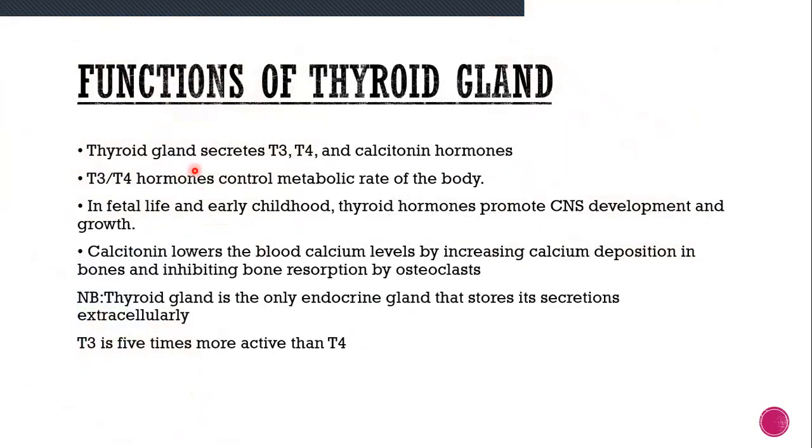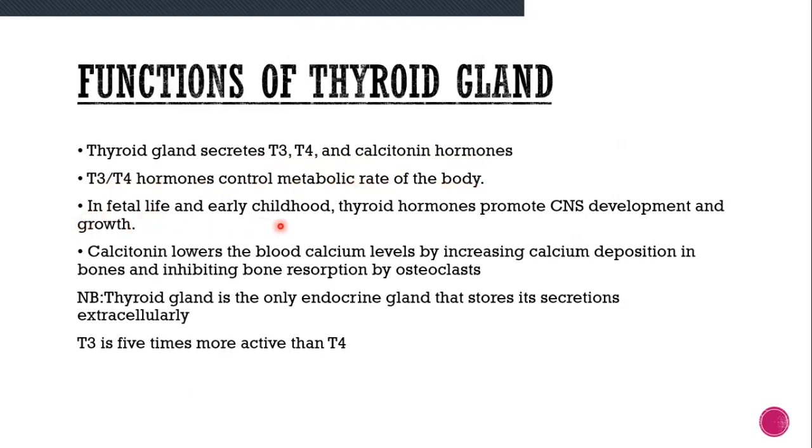So, function. It usually secretes T3 and T4. T3 meaning triiodothyronine, T4 meaning tetraiodothyronine or thyroxine, and calcitonin hormones. So T3 and T4 hormones control the metabolic rate of the body.